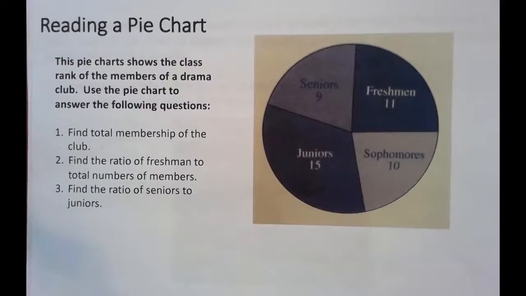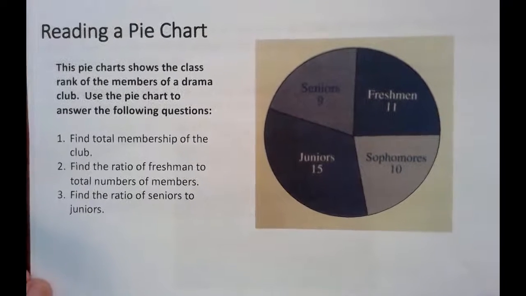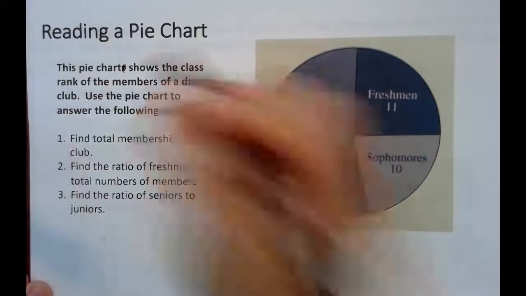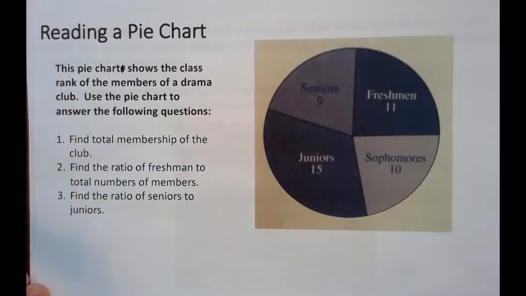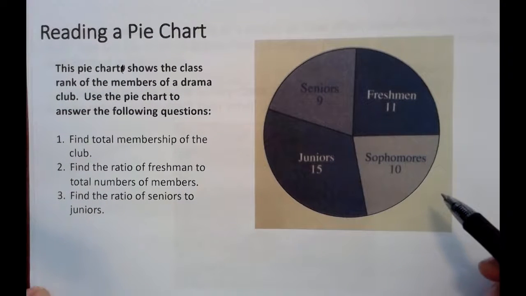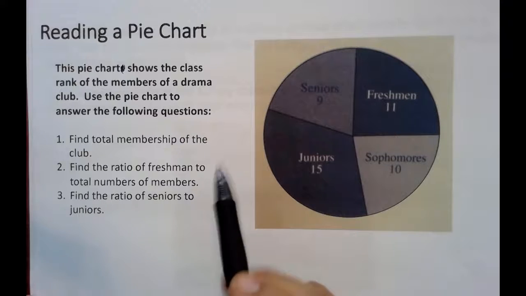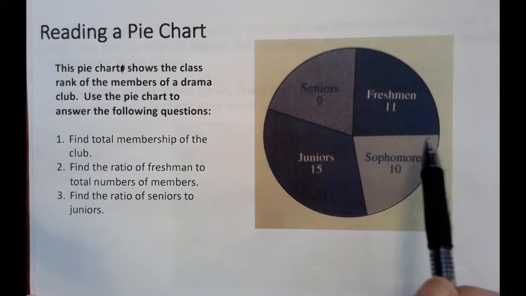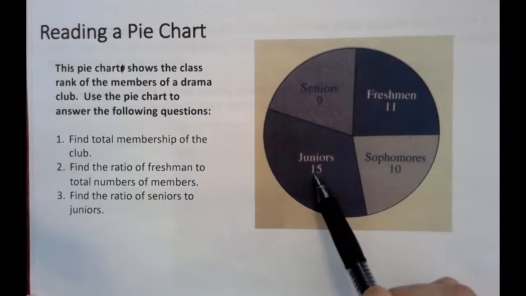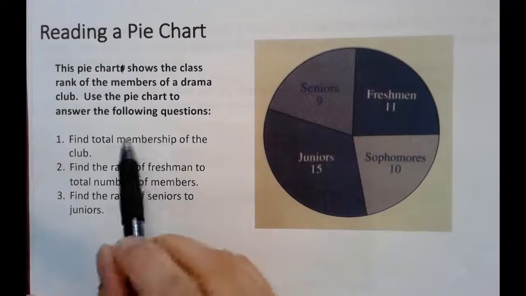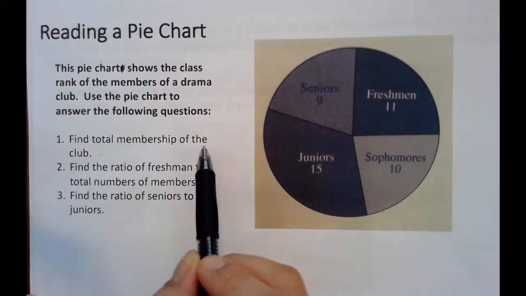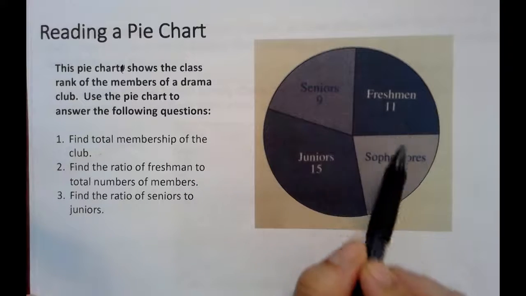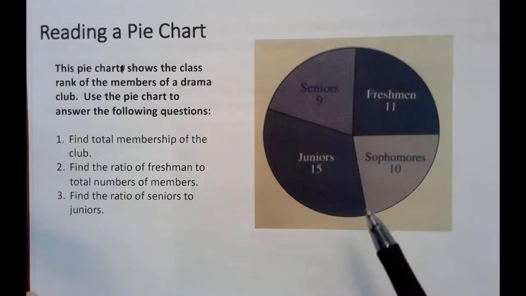Okay, so how do you read a pie chart? This pie chart shows the class rank of the members of a drama club. So let's use this chart to answer the following questions. You have 11 freshmen in the drama club, 10 sophomores, 15 juniors, and 9 seniors. Let's find the total membership of the club. In other words, let's just add all these up and we'll know how many members there are.